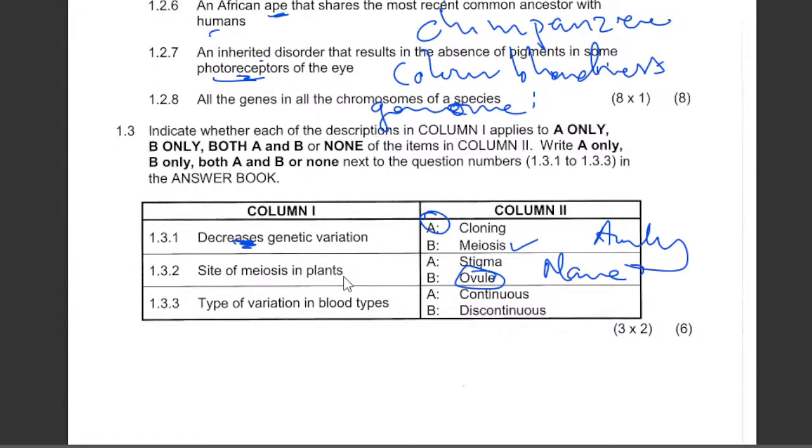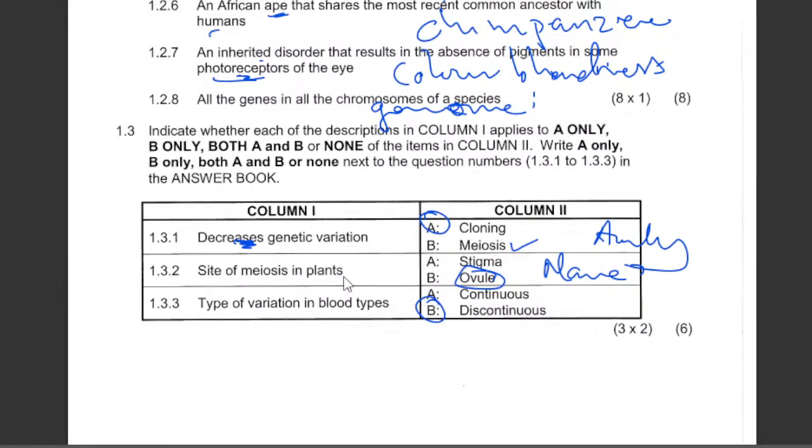And they are saying the type of variation in blood type, how do you call that? You're either A or B. You can't be both. You're A, B, or O. You can't be O and A or B at the same time. No way. So it's discontinuous, so the answer becomes discontinuous variation.